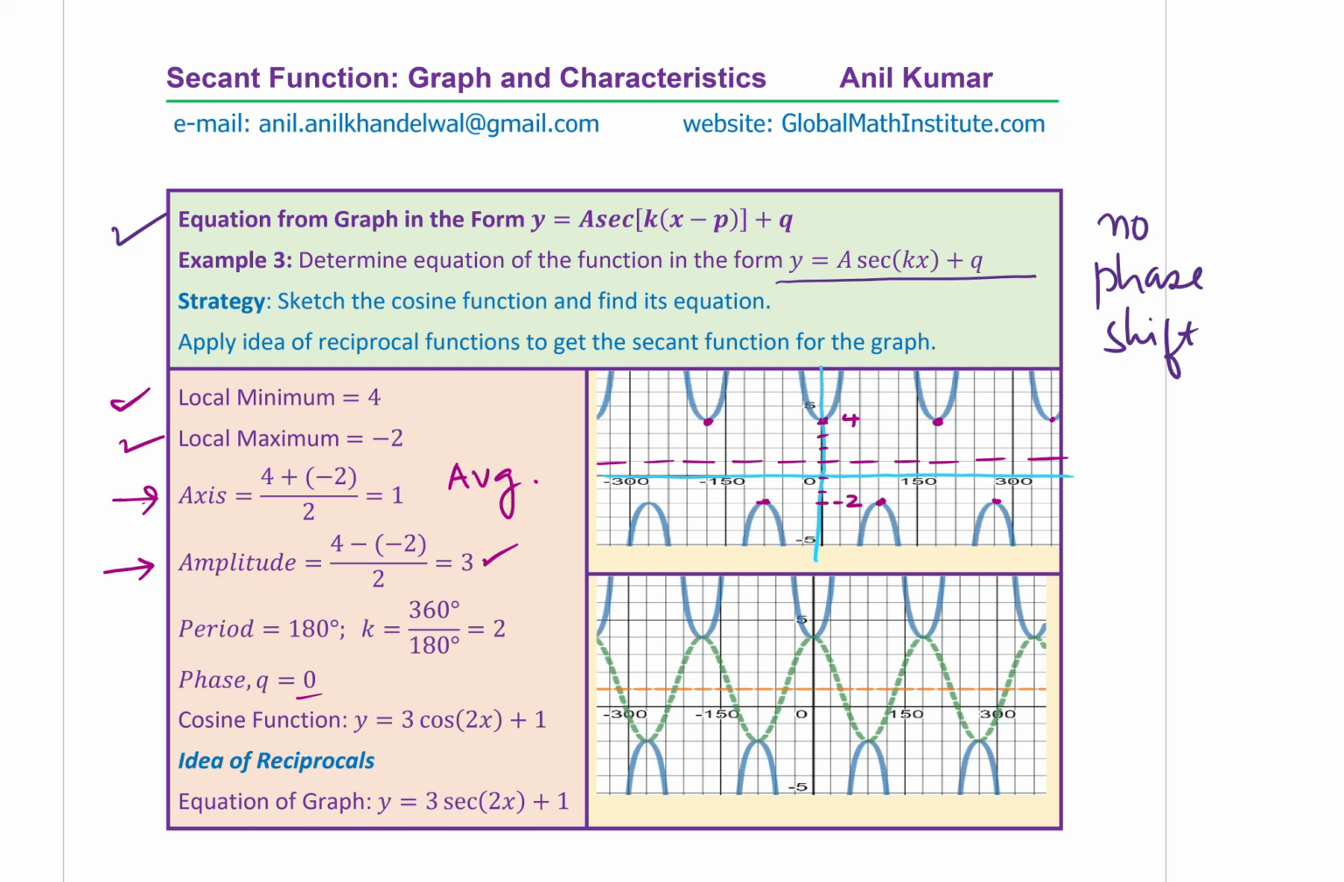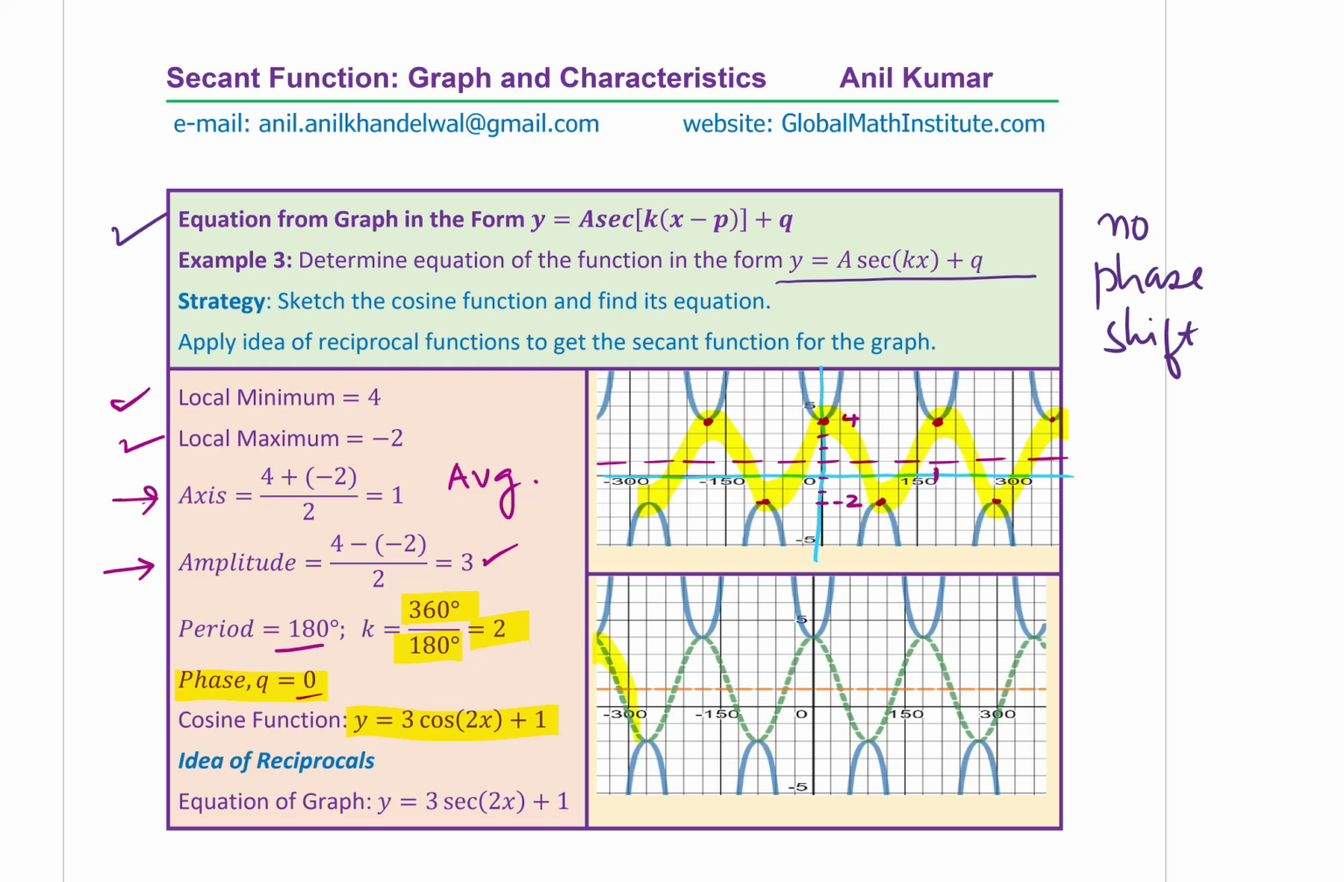Now period is the distance between the two local maximums or two local minimums. So in this particular case, we get a period of 180 degrees. So that's the period of 180 degrees. Value of k is 360 by the period. So we get the value of k as 2. Since the phase shift is 0, the cosine function, which you could sketch here, right? You could sketch here the cosine function, correct?